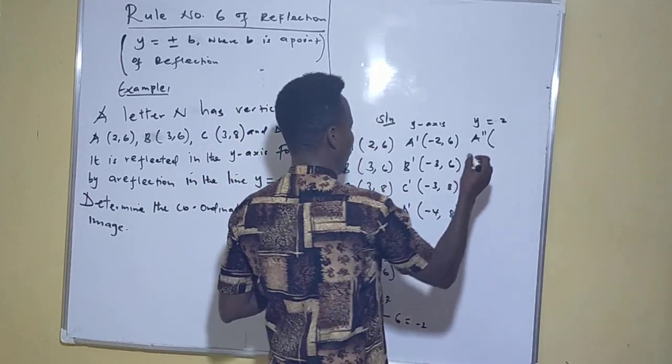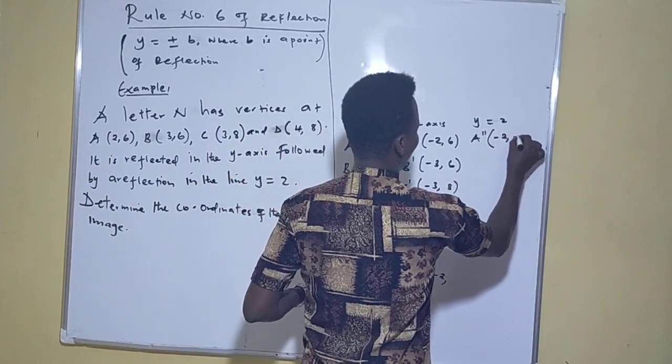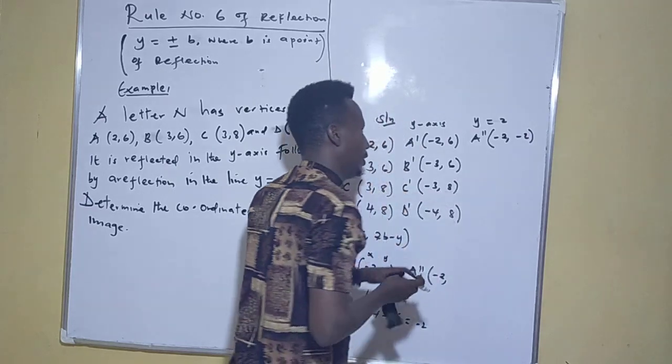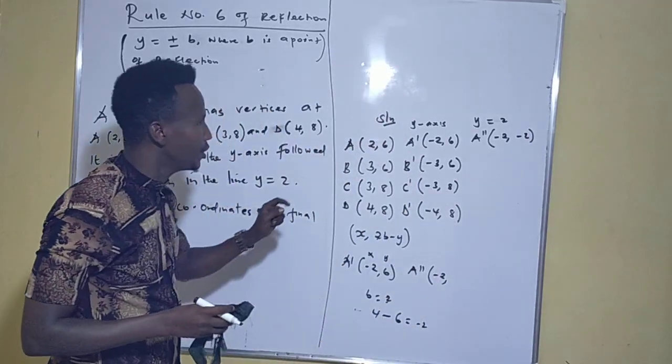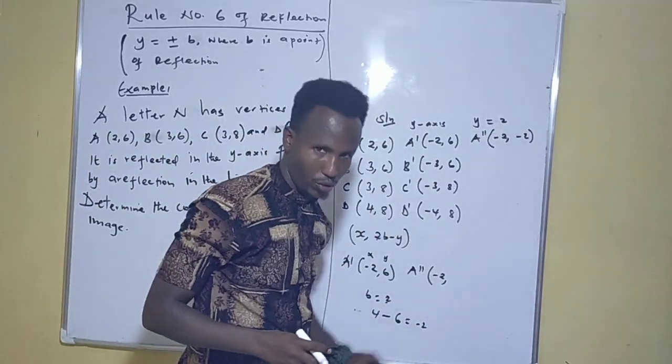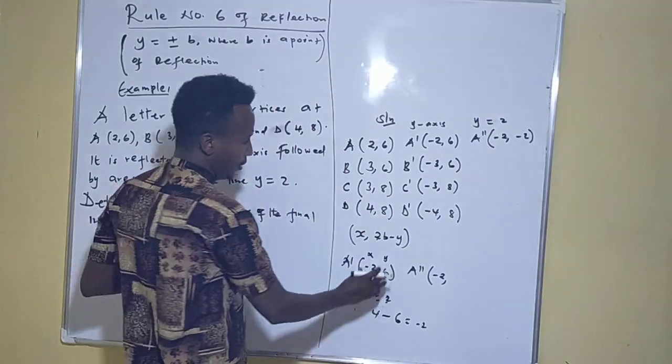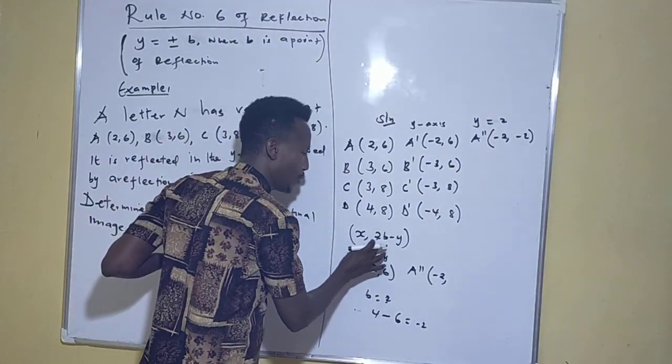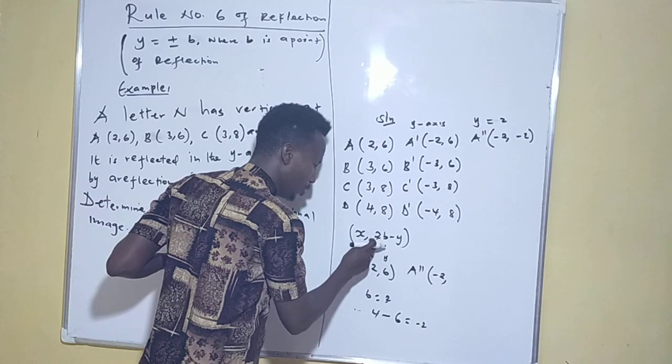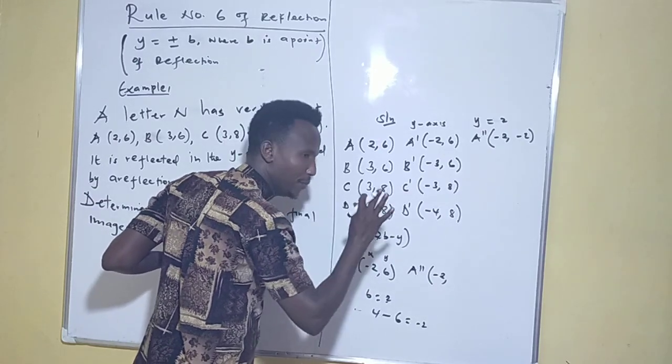So A prime will be negative 2 comma negative 2, A double prime. And the reflection onto the line y is equal to 2. Because you are saying, this is the formula you're going to use: x comma 2b minus y. From this formula, x will never be affected.